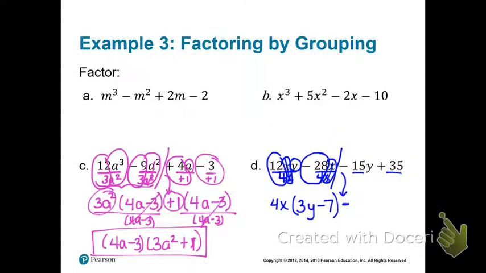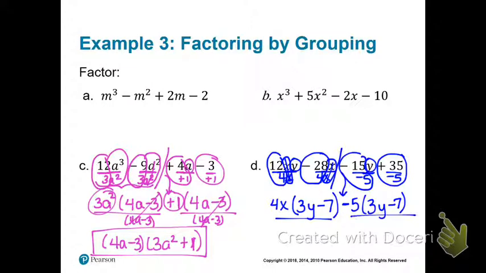15 and 35, they're both divisible by 5. Their greatest common factor is 5. And then I see the 15 has a y, but the 35 doesn't, so it's not a greatest common factor. So we're going to divide both of these by negative 5. And so we get negative 15 divided by negative 5, which is 3. And we still have a y. And then 35 divided by negative 5 is negative 7.